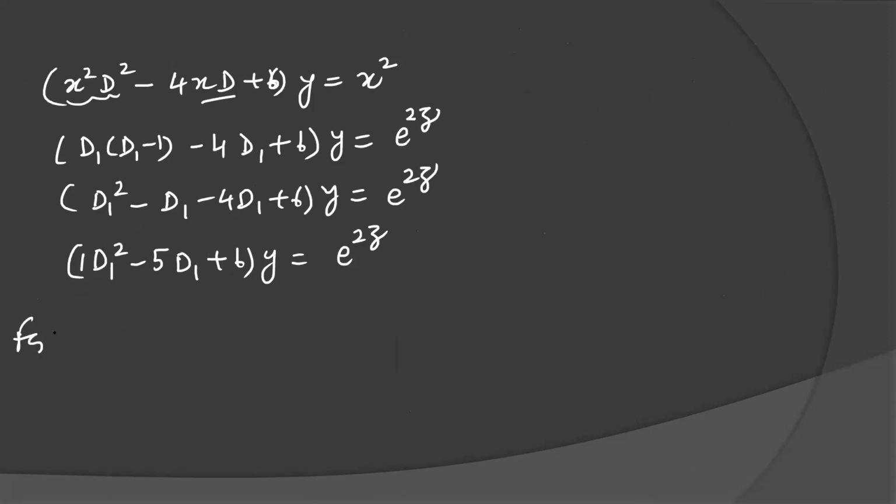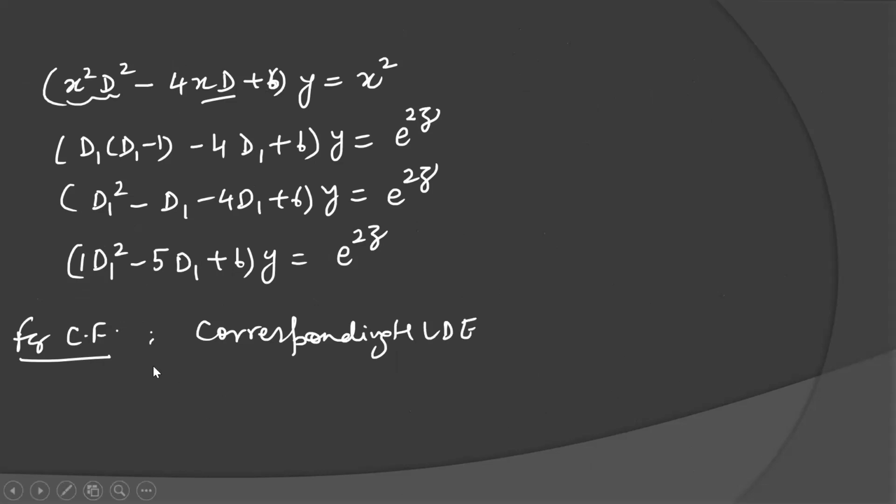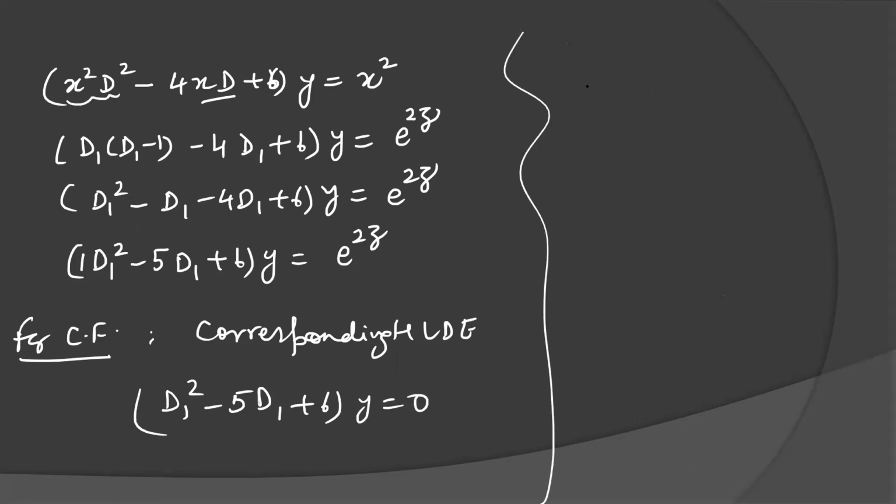So for complementary function, we will write the corresponding homogeneous linear differential equation. That will be d1 square minus 5d1 plus 6y equal to 0. Its auxiliary equation is going to be m square minus 5m plus 6 equal to 0. I told you in lectures 3, 4, 5, you just replace d1 by m. So m equal to 2 and 3, roots are real and distinct.